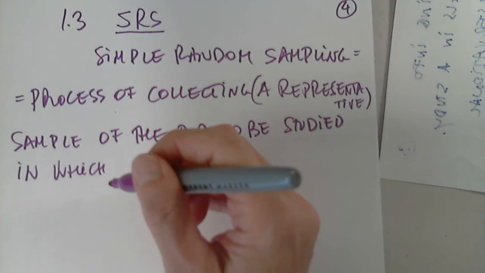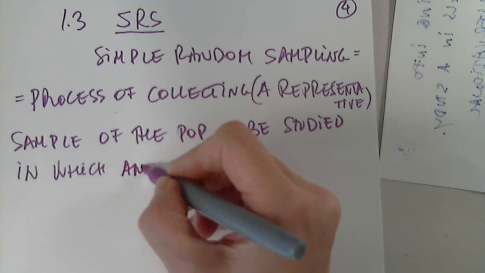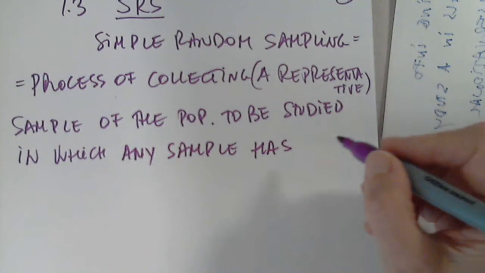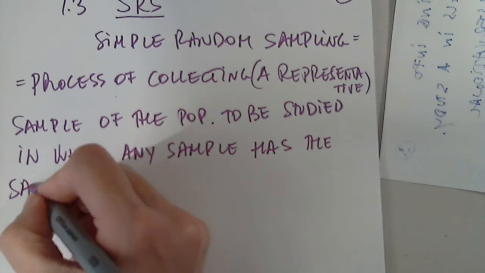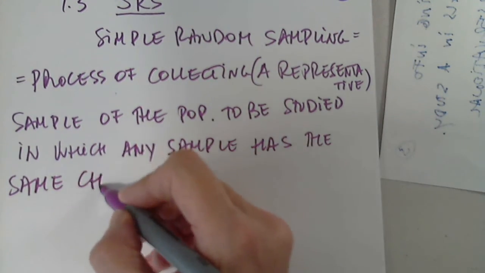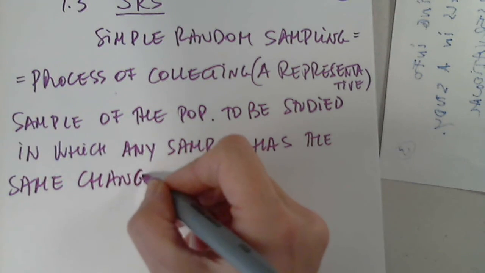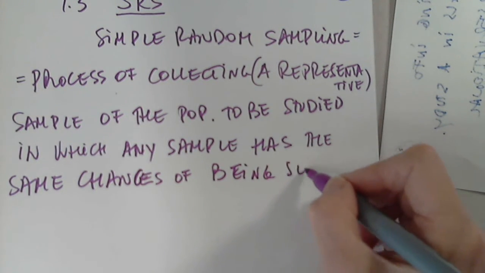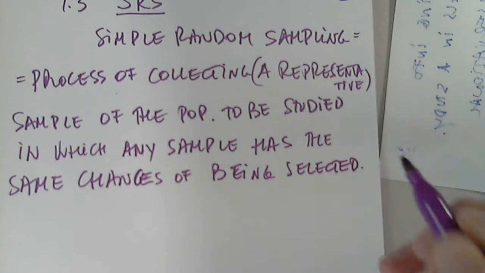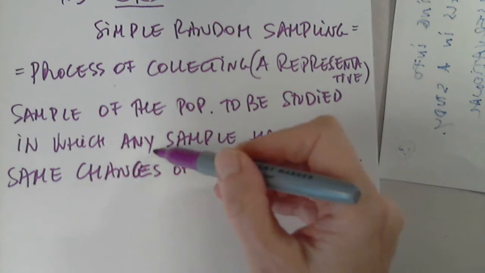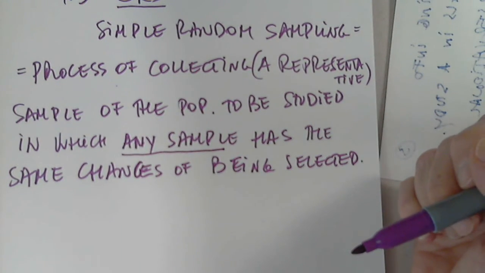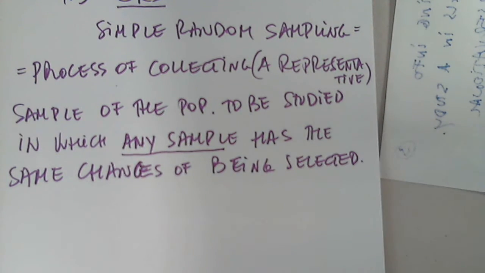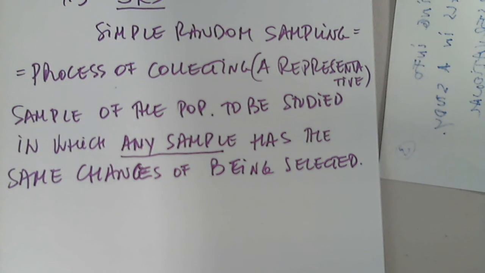So, to be studied, in which any sample has the same chances of being selected. Any sample has the same chances. There's a C here. Chances. No, that's not possible.